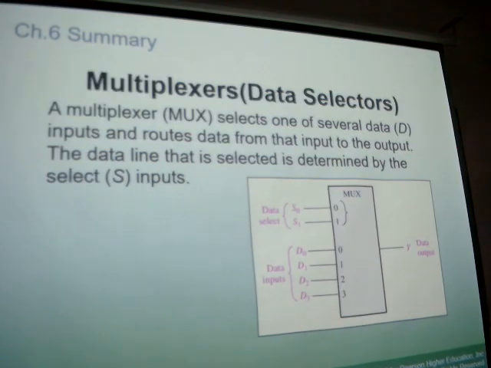Section 6-8, multiplexers, also called data selectors, abbreviated MUX. A MUX selects one of several data inputs. Data is abbreviated by D. It passes data from that input to the output. The data line that is selected is determined by the select input, abbreviated as S.